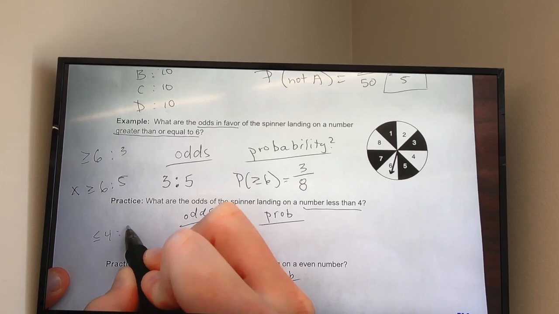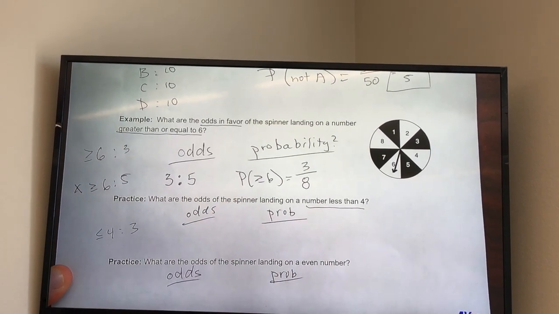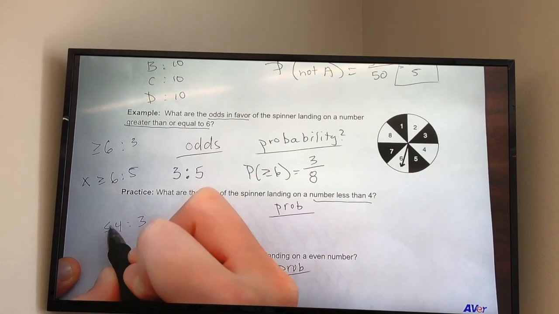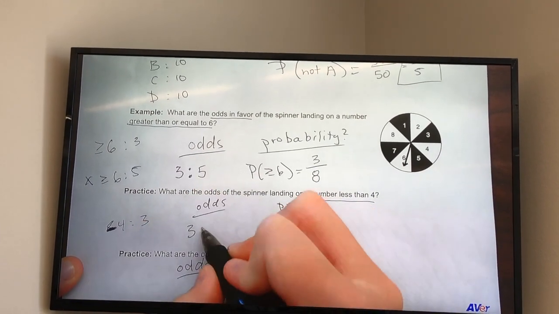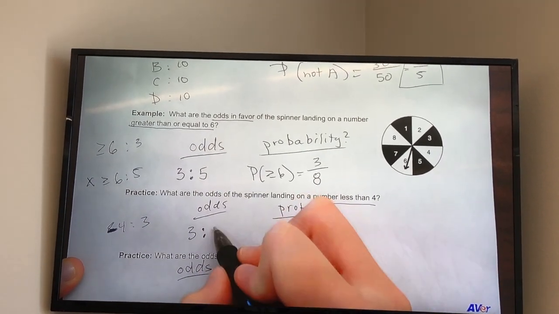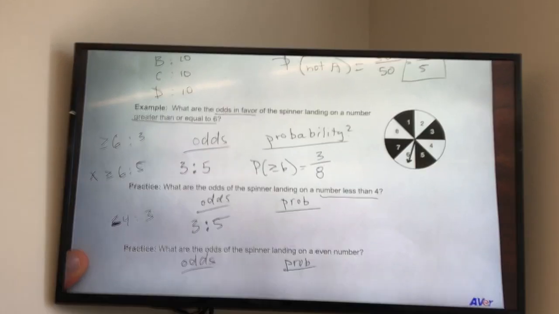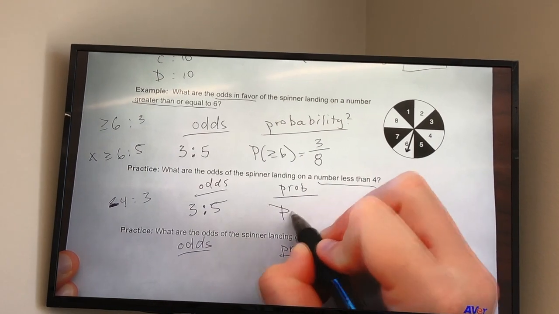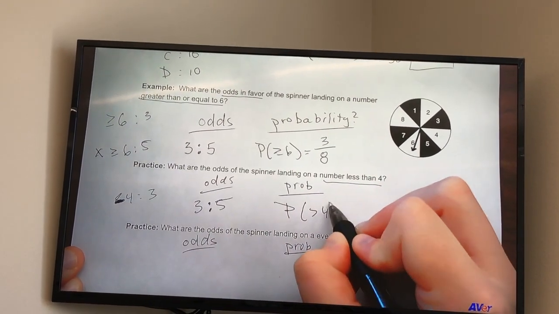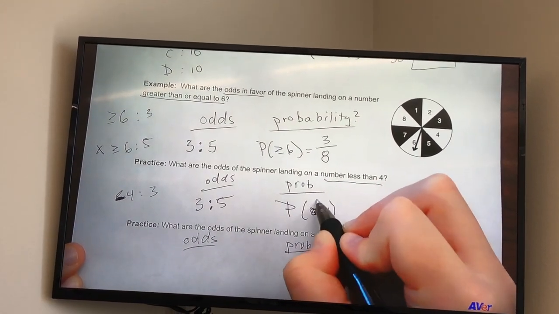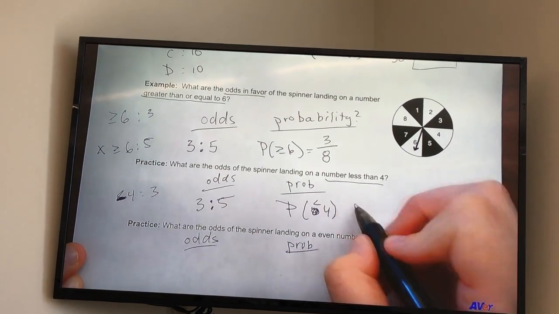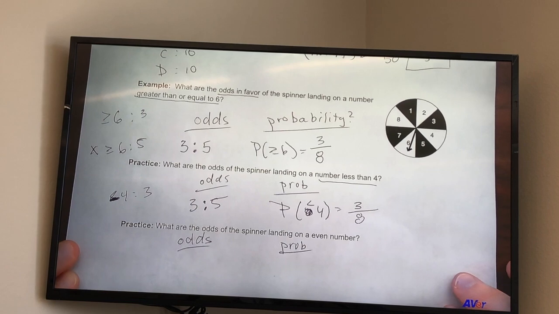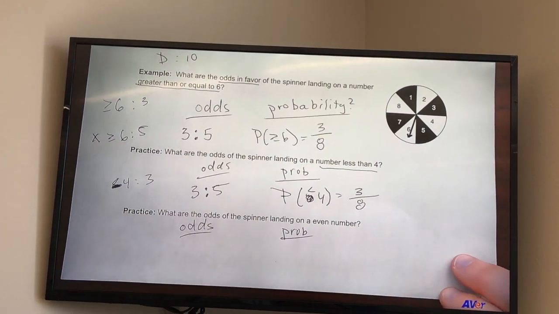So there would be 3 of them that are less than 4. So for odds, it would be 3 that are less than 4, in comparison to the 5 other ones that are not. So the odds would be 3 to 5 for a number less than 4. The probability of a number less than 4, I just did it wrong again, would be 3 out of my total of 8. So you end up getting the same odds and probability as the last one.